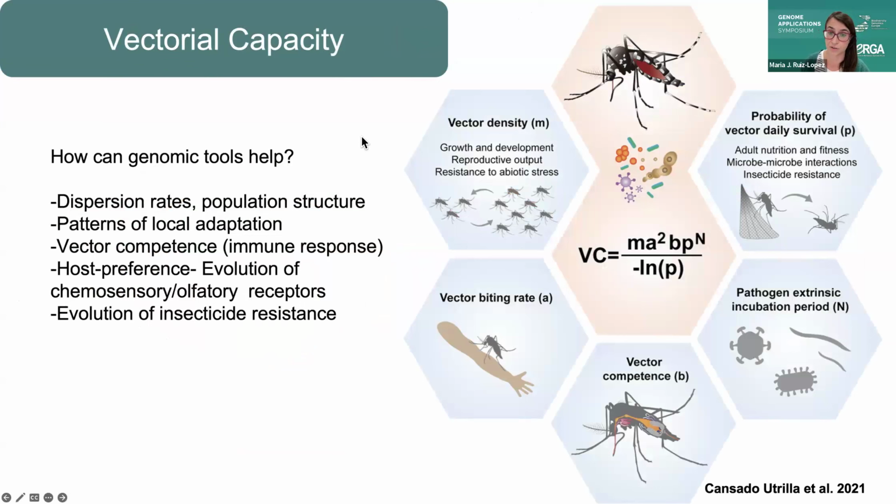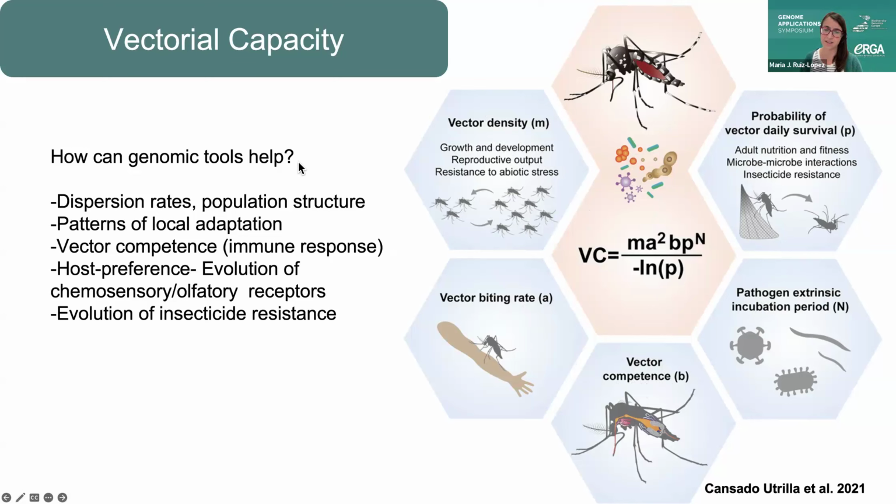We can study this with vectorial capacity, which is a very complex formula that depends on different factors: vector density, vector biting rate, pathogen extrinsic incubation period, and probability of vector daily survival. This determines how capable vectors are of transmitting a disease. But it also depends on vector competence, which is mainly a genetic factor. So we thought that genomics could help us understand a little more about the different vectorial capacity of these 5 species. And how can genomic tools help us?